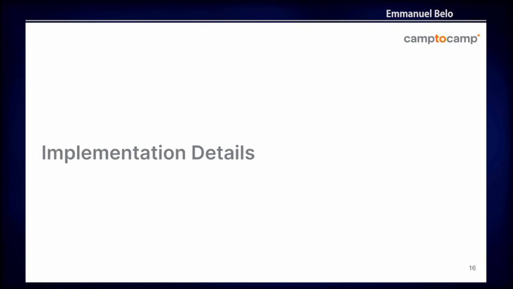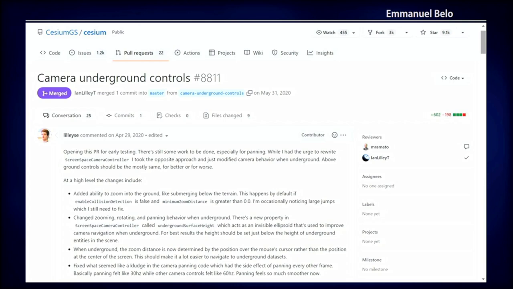So let's have a look at a few implementation details. How did we do this? First, I said we contribute to open source software. I think that's the right way to do when you use open source software. And here you have one of the major or important pull requests. It's the first one where Cesium was able to bring camera underground controls on navigation below terrain.